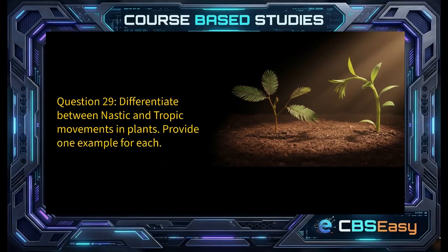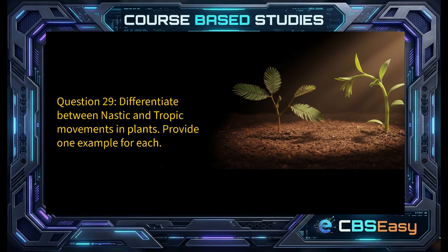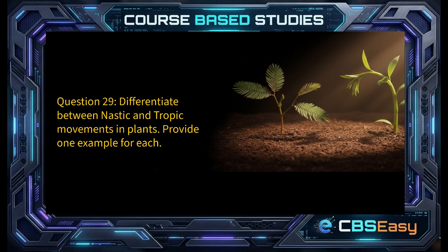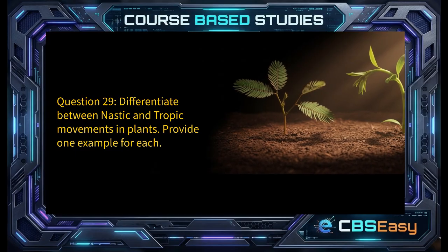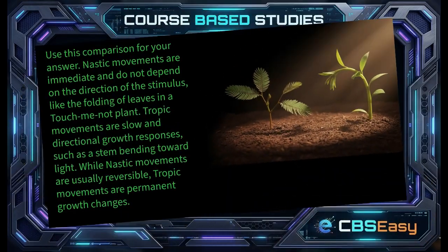Question 29. Differentiate between nastic and tropic movements in plants. Provide 1 example for each. Use this comparison for your answer.